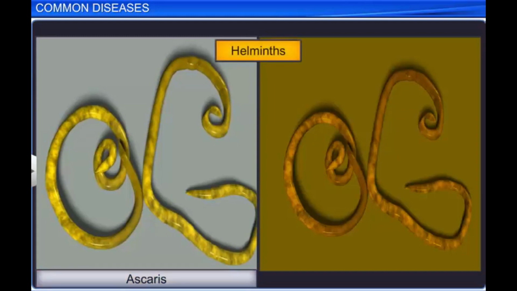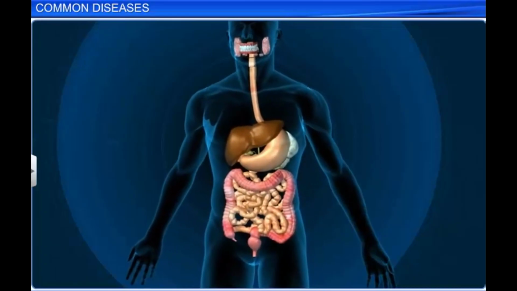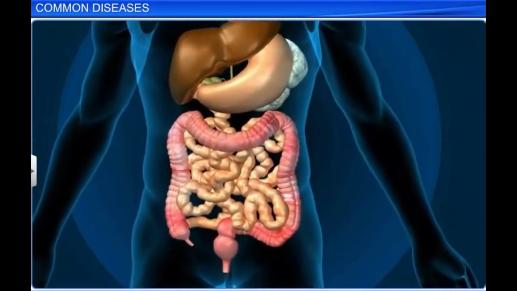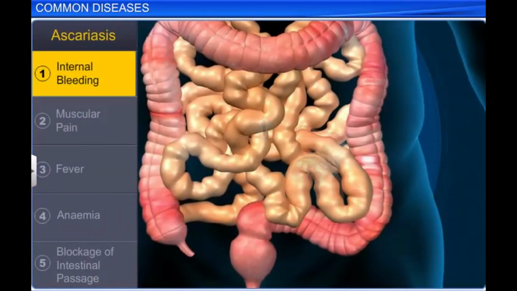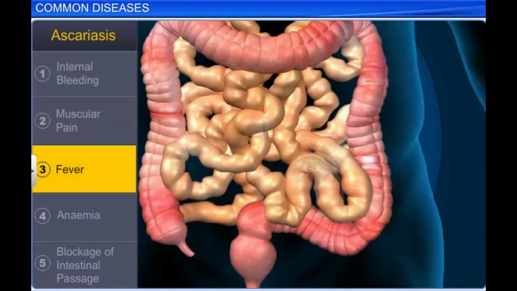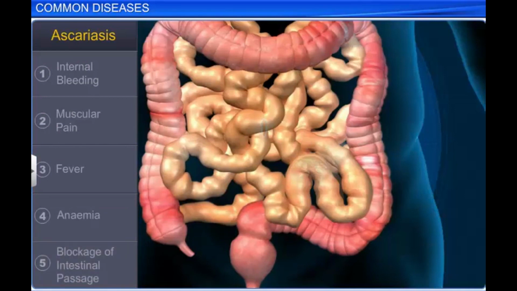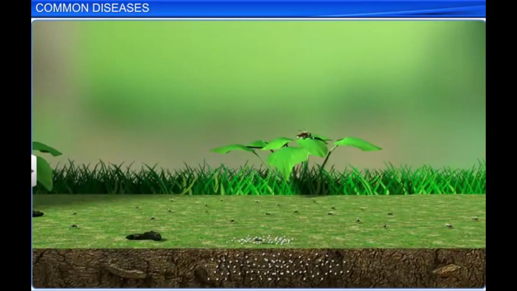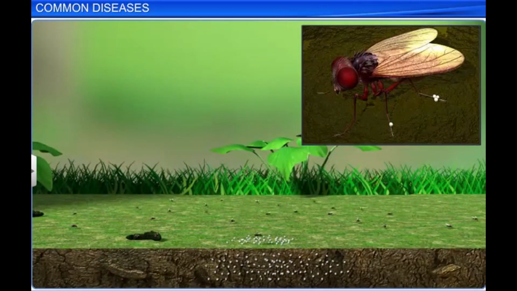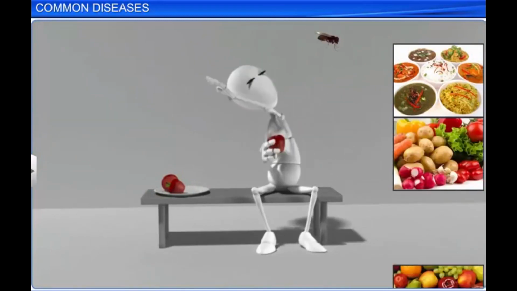Helminths like Ascaris and Wuchereria are also responsible for causing pathogenic diseases in human beings. Ascaris, the common roundworm, is an intestinal parasite that causes ascariasis. It is characterized by internal bleeding, muscular pain, fever, anemia, and blockage of the intestinal passage. Since eggs of the parasite are also excreted along with the feces of human beings, soil, water, and plants are also infected. The infection spreads to a healthy person through contaminated food, vegetables, and fruits.